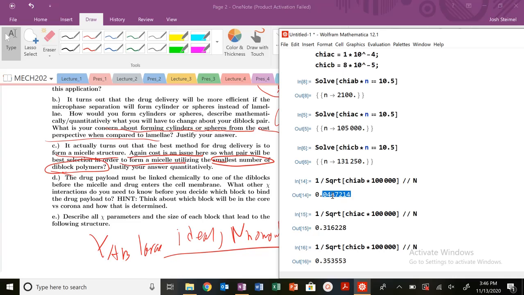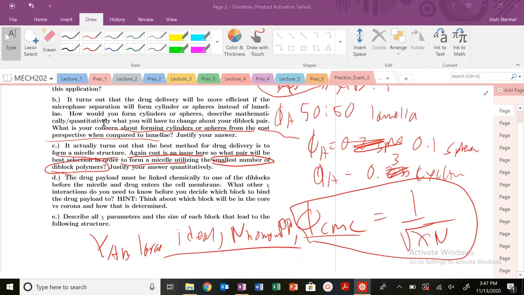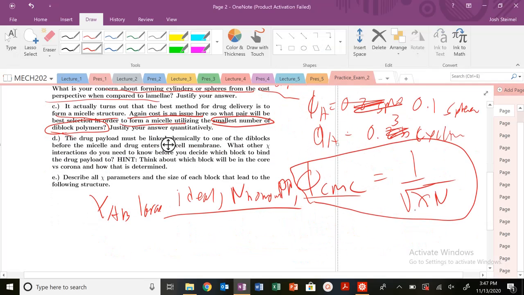Again, you can see AB is going to be the best choice. That is going to give me the lowest number of diblock copolymers in order to form that critical micelle. Excellent. So it's just this relationship: if cost is an issue and we want to minimize this, then chi is the big parameter that changes. We want our CMC to be as low as possible.